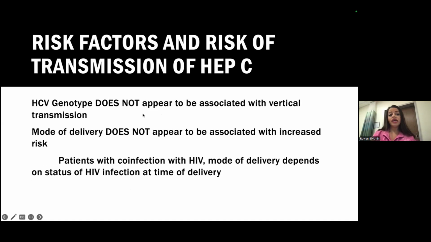Studies have shown that HCV genotype does not have an association with vertical transmission. The mode of delivery does not appear to be associated with increased risk. However, if the patient is infected with HIV, obviously, then the transmission risk depends on the HIV status at the time of delivery. And then we'll have to alter the mode of delivery at that time.